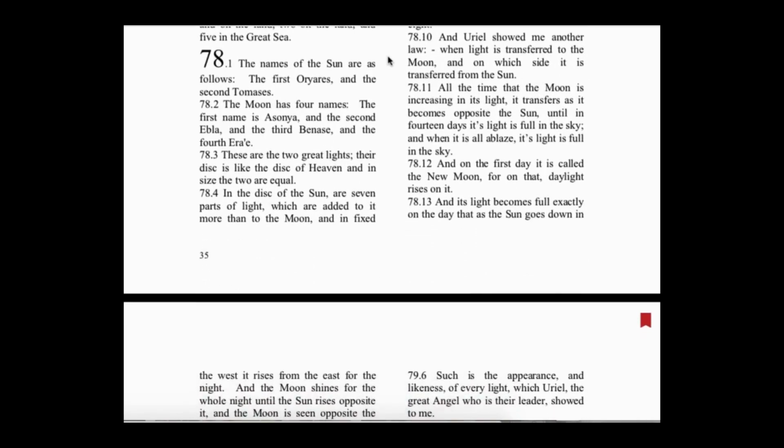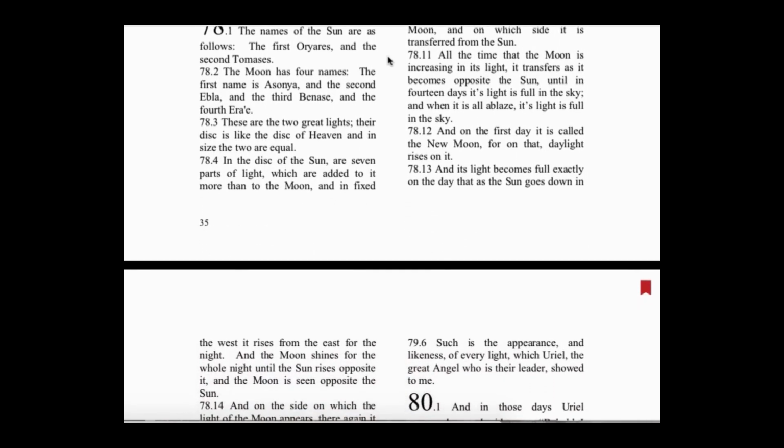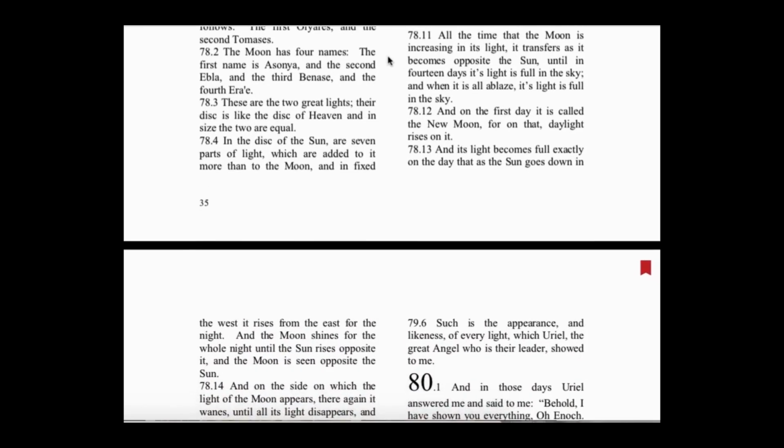Okay, go back to 78.11. In the whole paragraph, the day doesn't have any description, it just says until in 14 days. Which means the 14th day of the month then, right? Because there's no other description of the date, about the day.